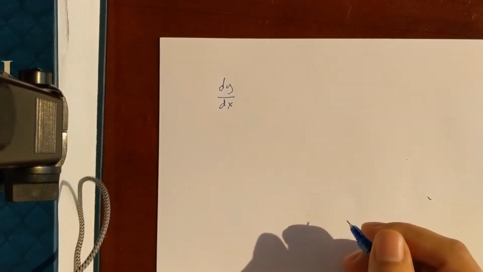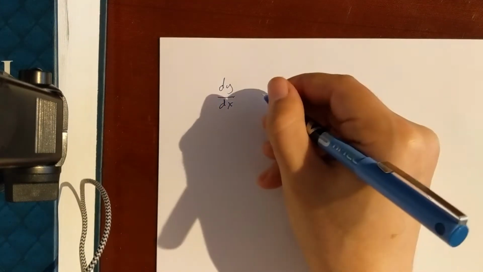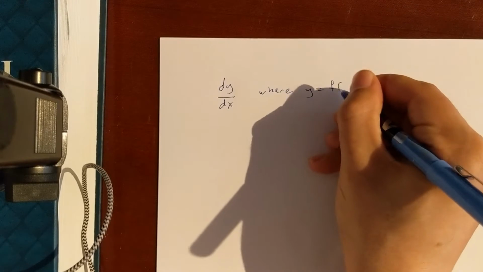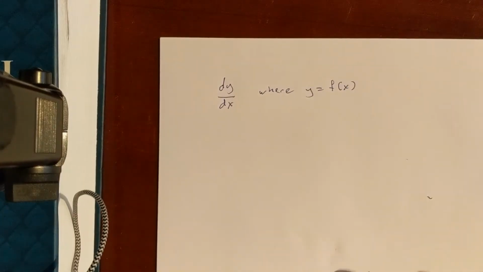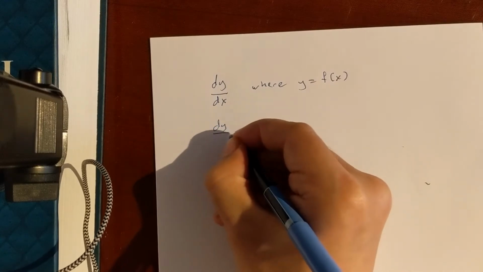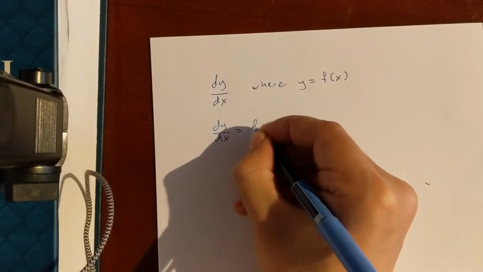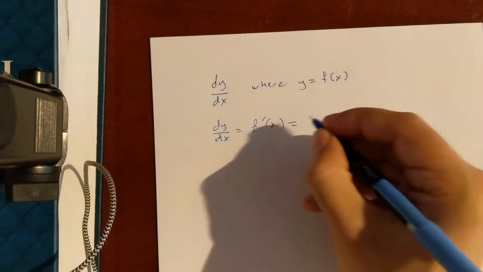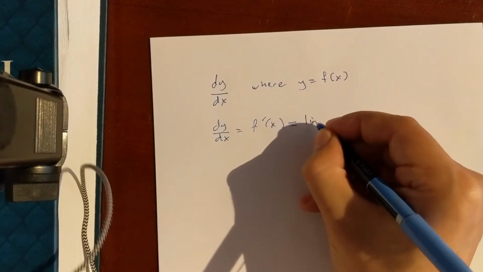dy/dx formula, where y is equal to f of x, some function. Then we're going to define dy/dx, or in other words, we could write it as f prime of x.